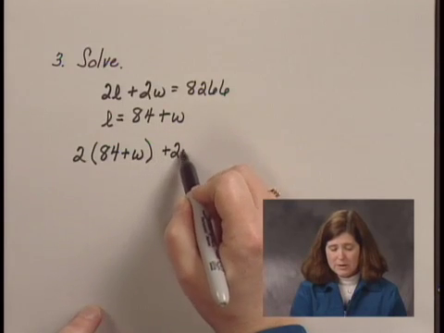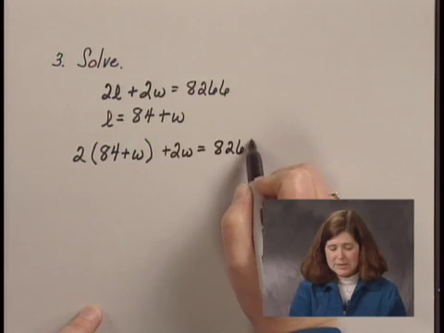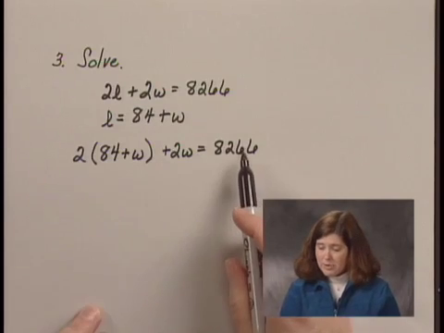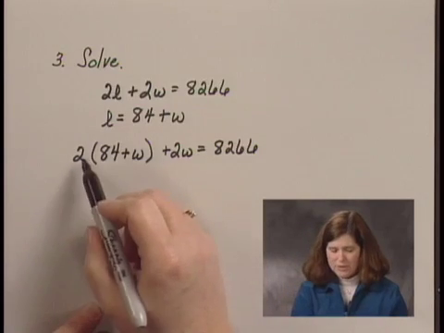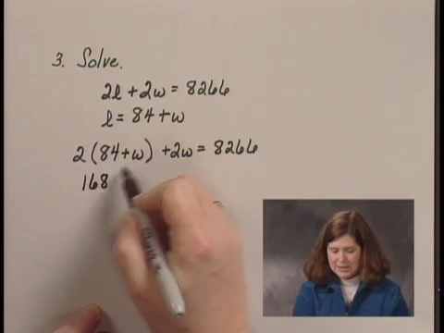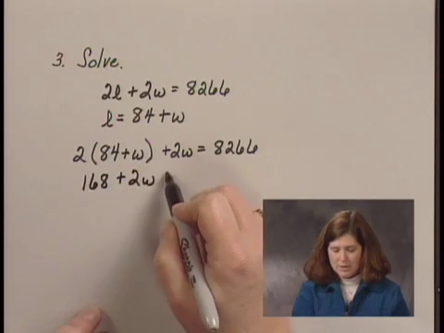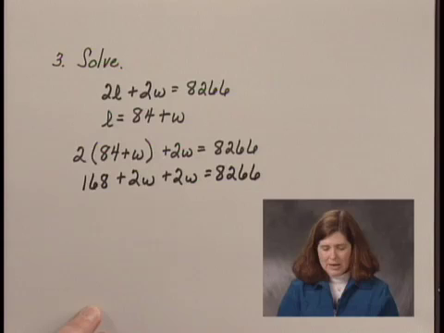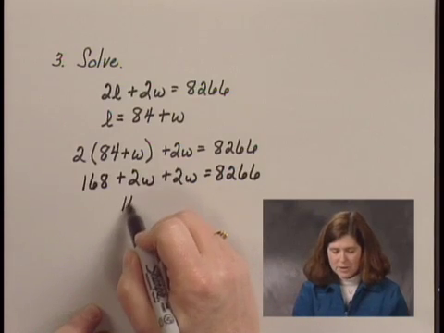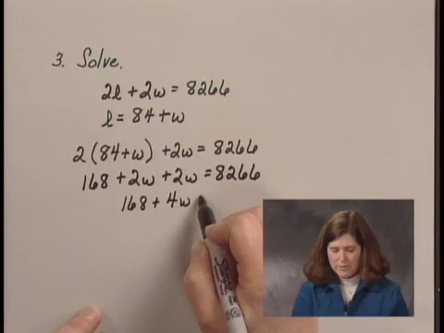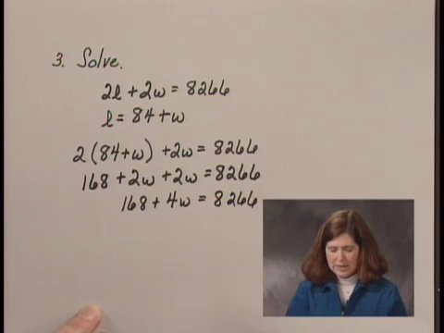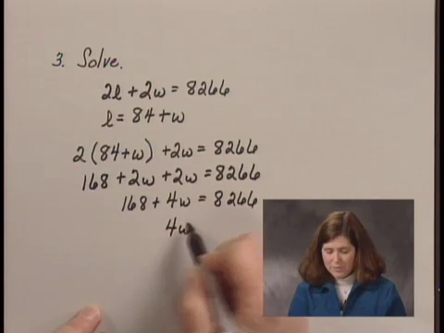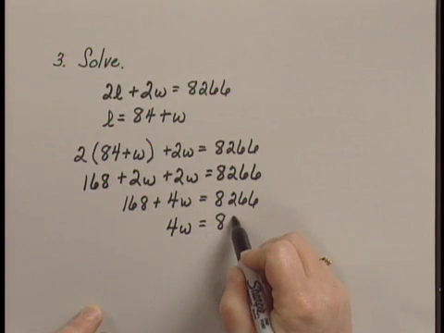Plus 2W equals 8,266. Now I have an equation in which I have only one variable, W. I multiply across. 2 times 84 is 168 plus 2W plus 2W equals 8,266. And I can combine like terms and write this as 168 plus 4W equals 8,266. And then I need to subtract 168 from both sides. Doing that on this side, I have 4W. On this side, I have 8,098.